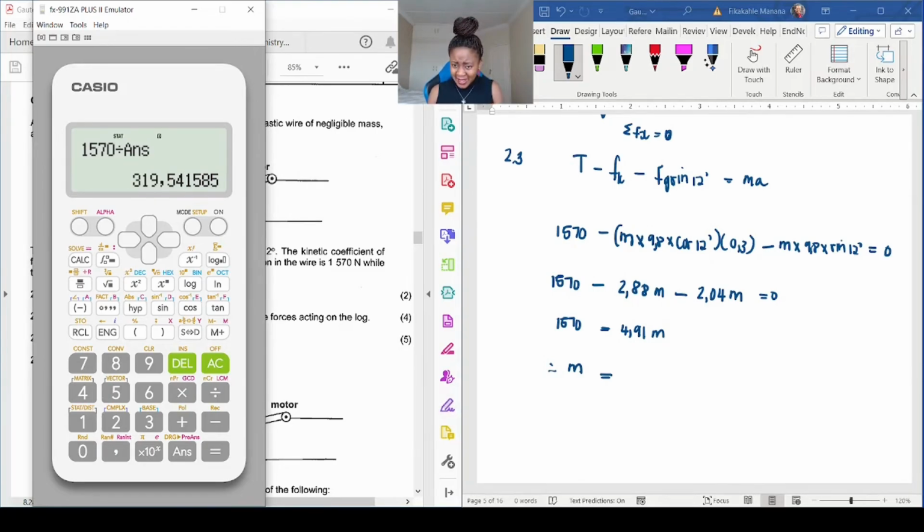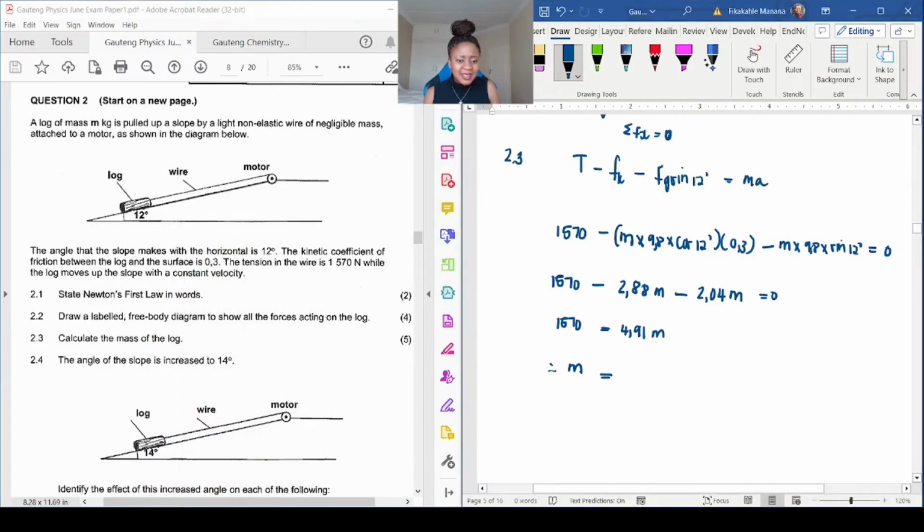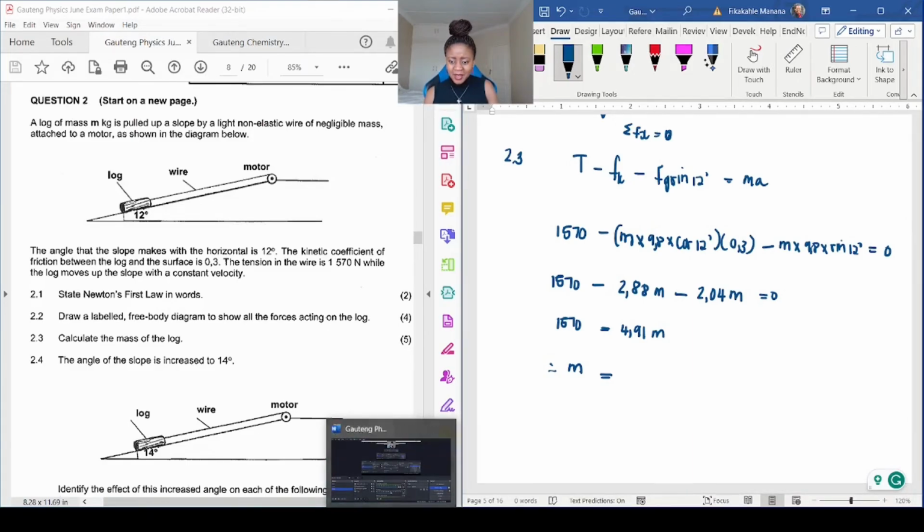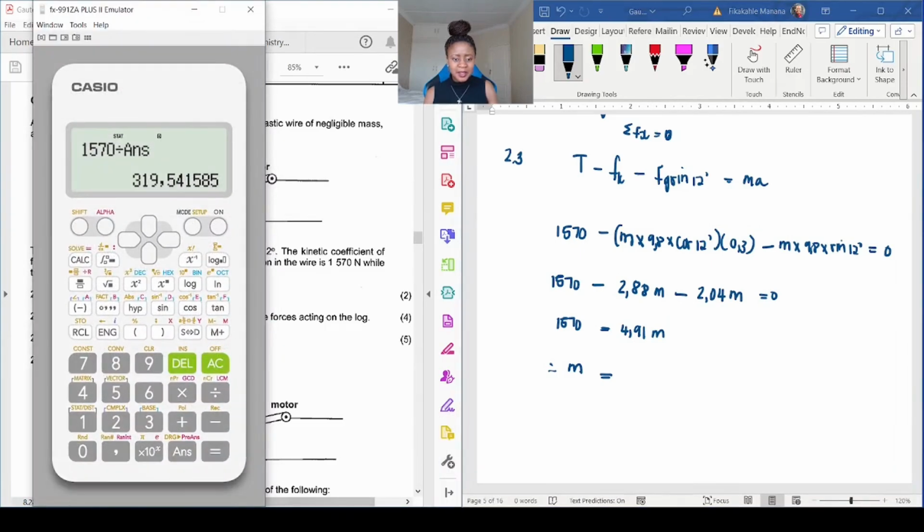That looks too big. Wow, okay. But wait, it's a log. Yeah, but still, that's a lot. 300 and what? Kilograms? That's a heavy log. Okay, let's go back to the calculator. It is what it is: 319.54. That's big.